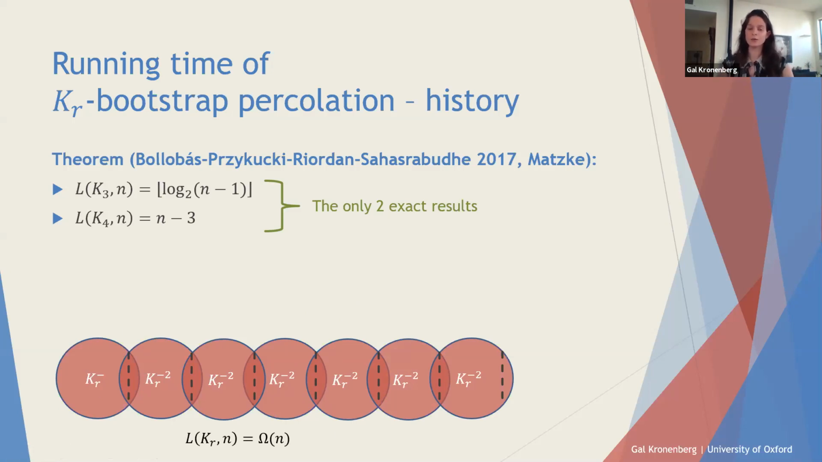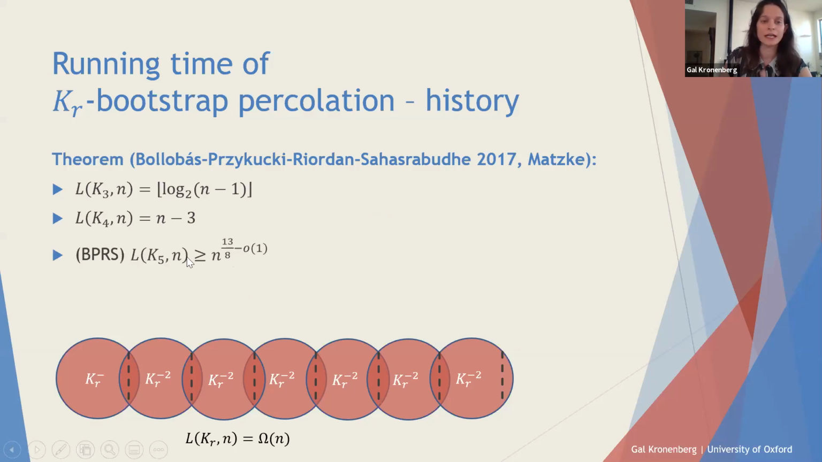And then the question is whether the upper bound for other values of r is also linear, and the answer is no. So these two groups of authors also studied the K5 case, and this lower bound was given by Bollobás, Przykucki, Riordan, and Sahasrabudhe, and it shows that it's not going to be linear, it's going to be longer. We have a better option than what I showed you.